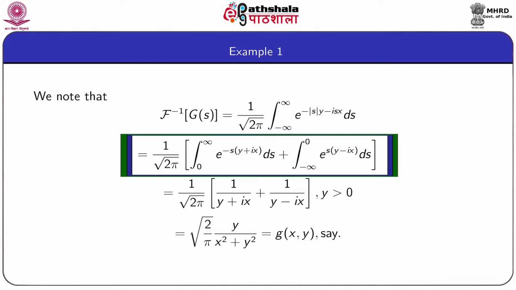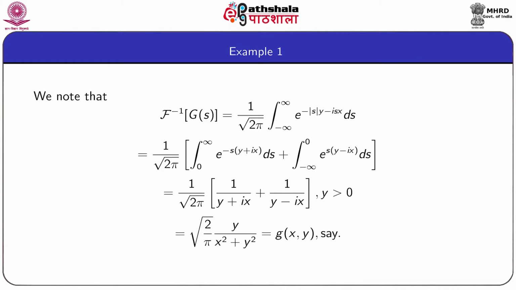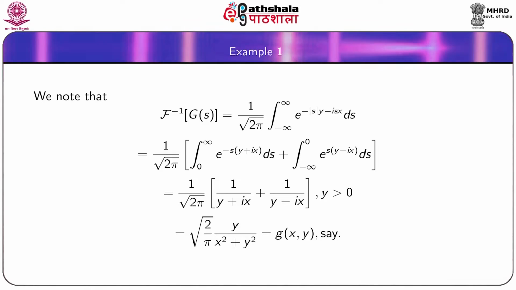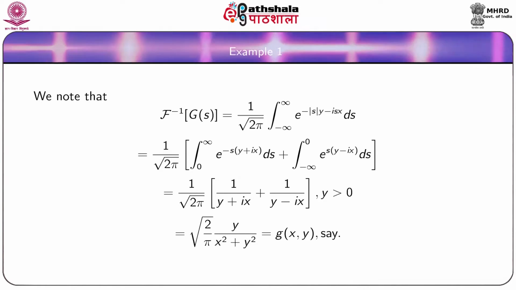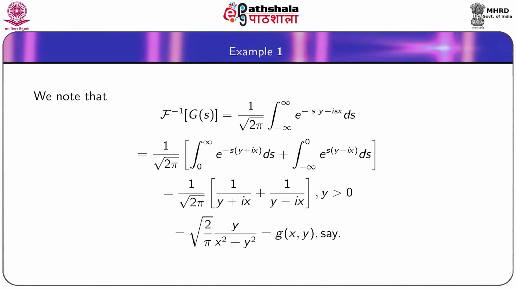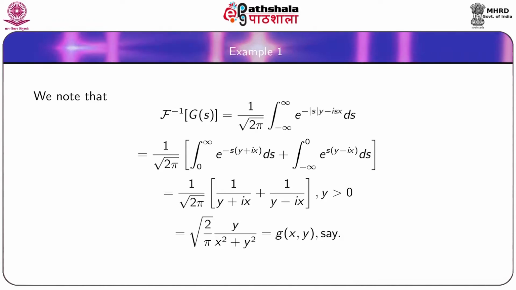integral from 0 to infinity e to the power minus s into (y plus i x) ds plus integral from minus infinity to 0 e to the power s into (y minus i x) ds. Here we have |s| e to the power minus |s|. So, |s| is s when s is positive and |s| is minus s when s is negative. So, that these two integrals are separated like this.